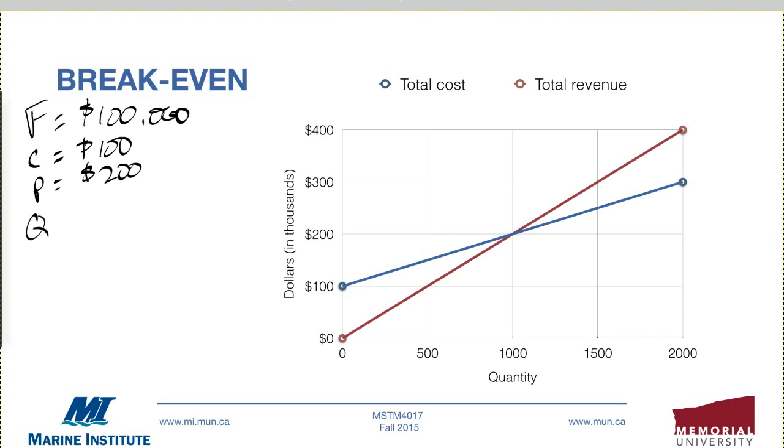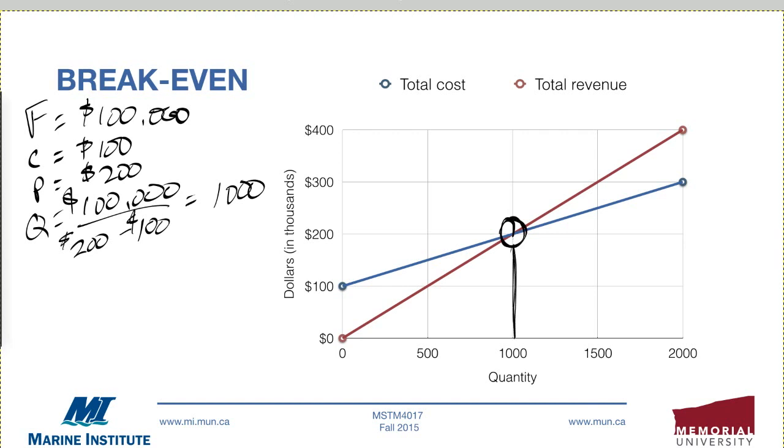So the simple formula is going to be $100,000 divided by the difference between our price, which is $200, and our cost, which is $100, and that's going to leave us with 1,000. What that essentially means is right here, at 1,000 units, this is when our cost, which is the blue line here, is equal to our revenue, which is the red line. It's a pretty simple calculation. For us, we're going to look at the next example in a little more depth.